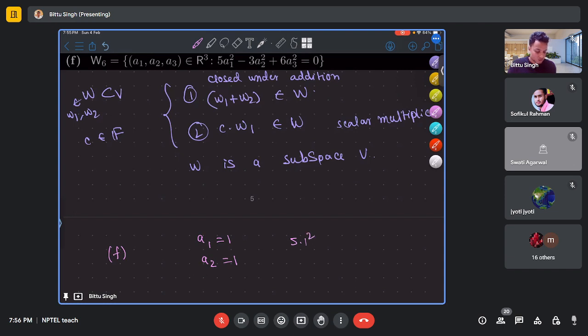5 into 1 square minus 3 into 1 square plus 6a3 square is the same as 0. That is 5 minus 3, which equals 2, plus 6a3 square equal to 0. But this is the same as a3 square equal to minus 2 by 6, that is minus 1/3. The problem is it is negative. So instead of a2, choose a3 equal to 1.